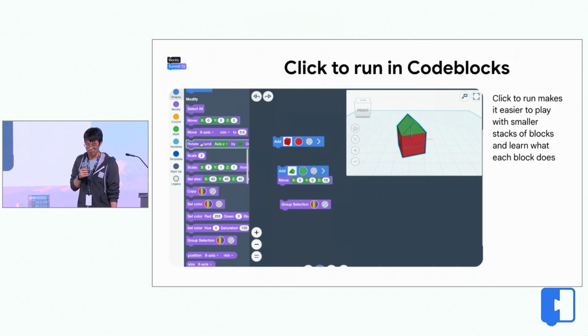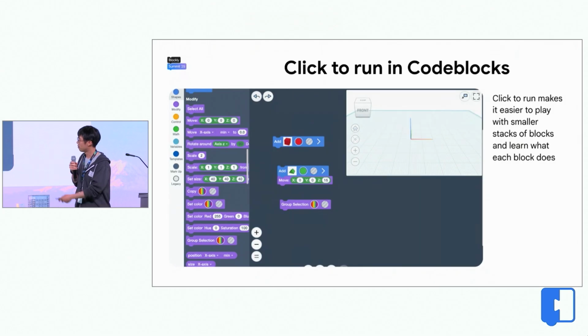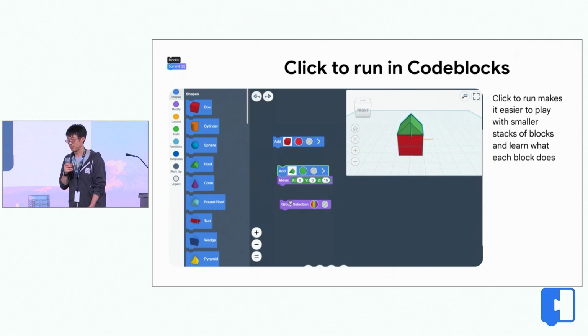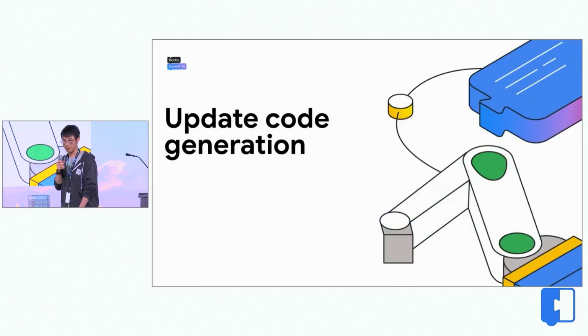And here's an example where you get instant feedback when you click on the blocks, stacks of blocks, or even blocks in the toolbox to manipulate the scene. Now that you've seen what we've accomplished, let's dive deeper into how we did that. So this is kind of the code portion of it. To get click to run to work in Codeblocks, we've had to do some refactoring.